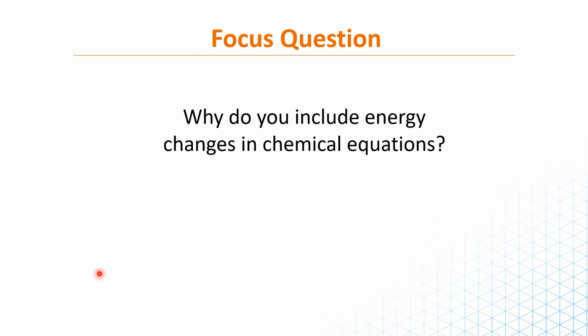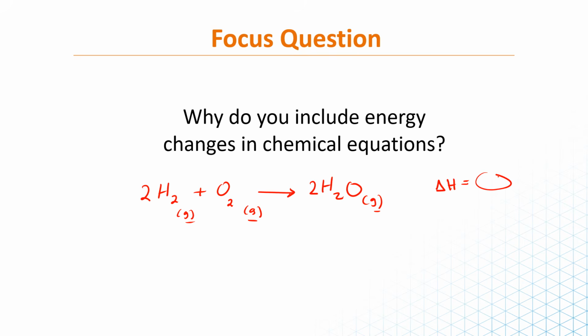All right. So the focus question here is, why do you include energy changes in chemical equations? You are familiar with normal chemical equations, right? For example, if you have H2 plus O2 gives H2O. Of course, we need to balance the equation. This is a normal chemical equation. Of course, we need to put the state. For example, if these were all gases, then we should put the state. The equation is balanced. Sometimes we are going to say that there is an enthalpy for this reaction in joules.